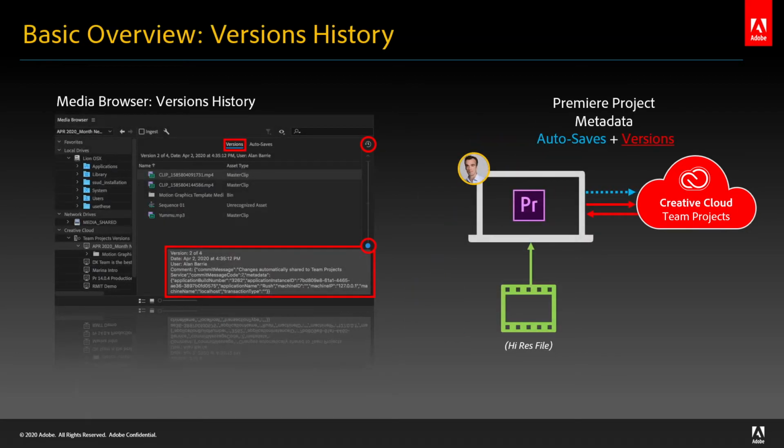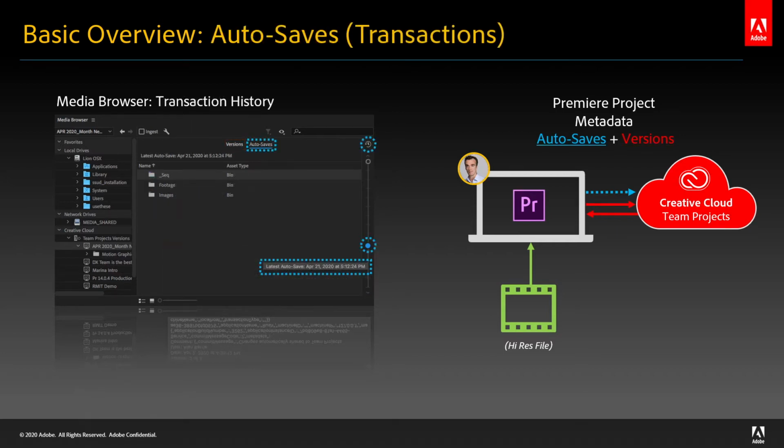Team Projects keeps track of every shared version of the project in a centralized user experience via the media browser, effectively streamlining what would otherwise be a series of save-as copies of a standard project. Team Projects also keeps track of each editor's transactions under the Autosaves subtab.